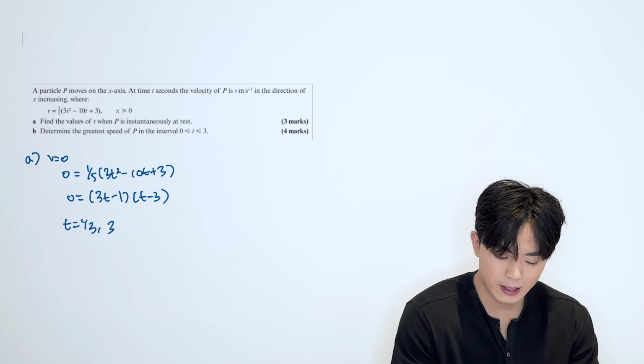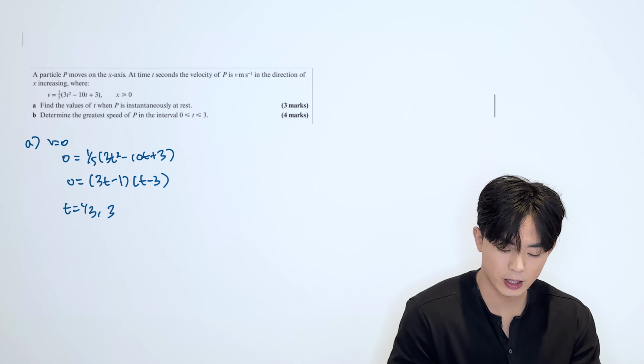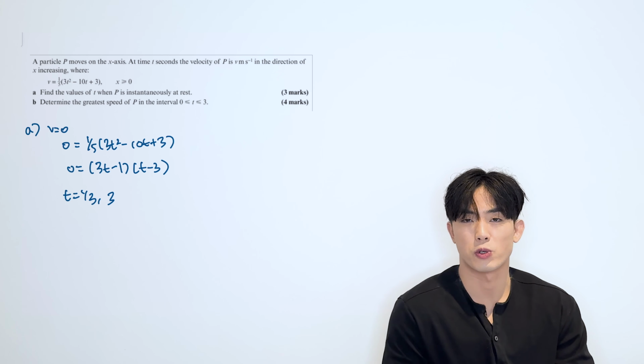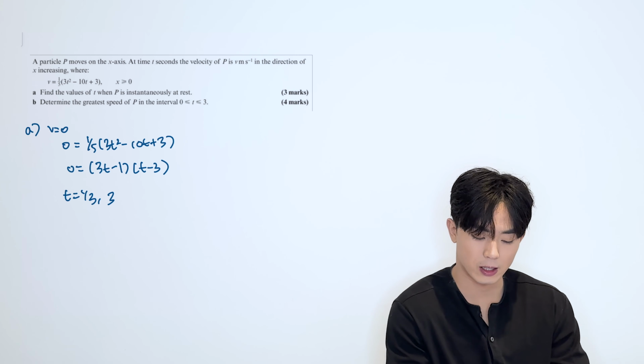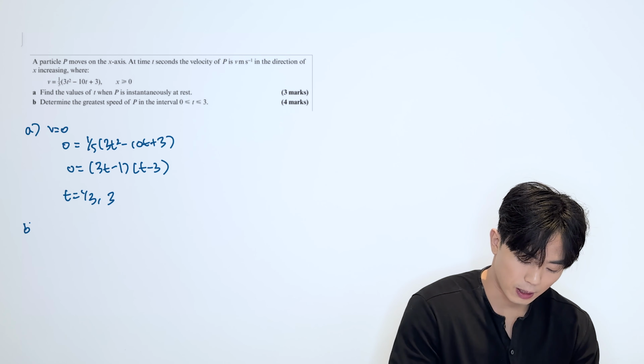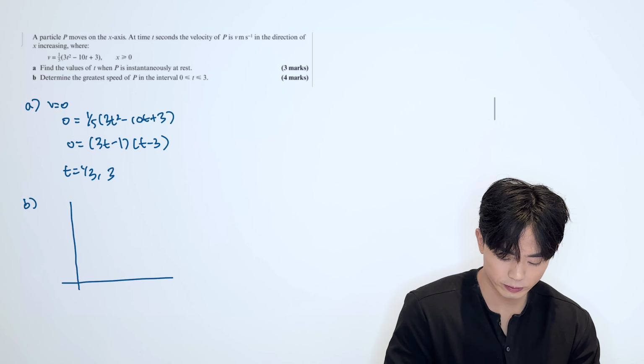B, determine the greatest speed of P in the interval between 0 and 3. So for this kind of question, later on we're going to be differentiating or integrating, but for now, because we don't really know the method yet, let's look at drawing the graph. So I'm going to draw this velocity graph, okay? So v against t.